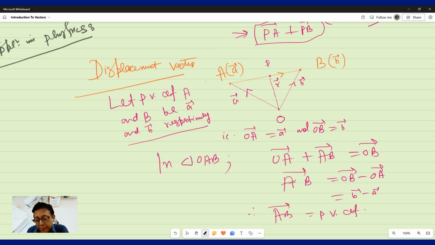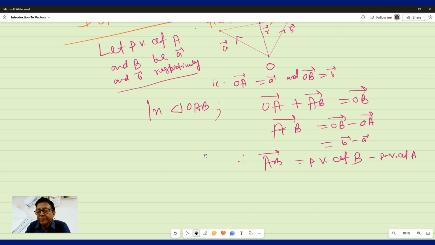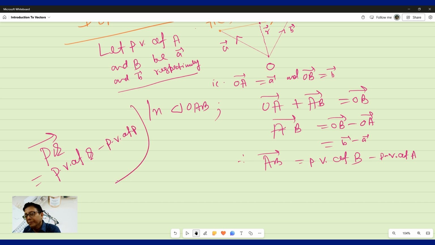So how can I write AB vector now? Position vector of B, this point comes first, minus position vector of A. Got it? This is AB vector. So if somebody has asked you to express PQ in the form of position vector, what will be the formula? Take this one as formula now. This is position vector of Q minus position vector of P.